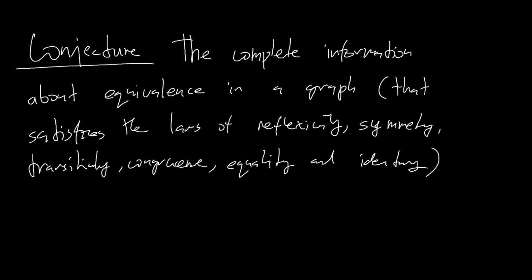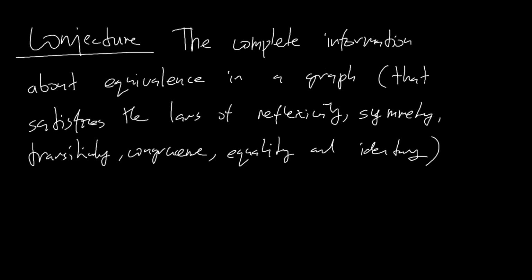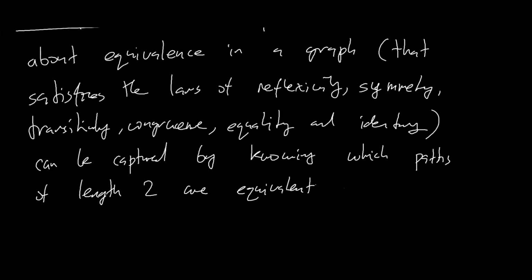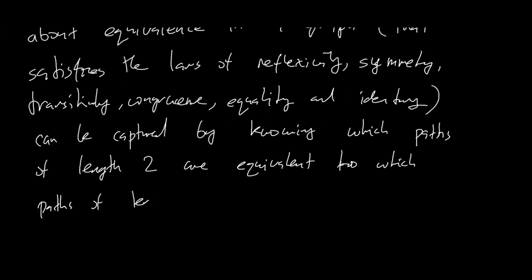So let me pause here a little bit. We have this knowledge of when two paths give the same result. This knowledge of knowing when that happens is the knowledge of the equivalence on our graph, right? And now what we're saying in this conjecture is that this huge knowledge reduces to knowing the following. The complete information about equivalence in a graph can be captured by knowing which paths of length 2 are equivalent to which paths of length 1.